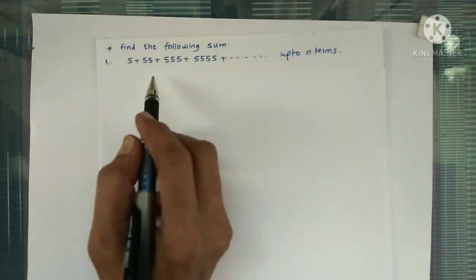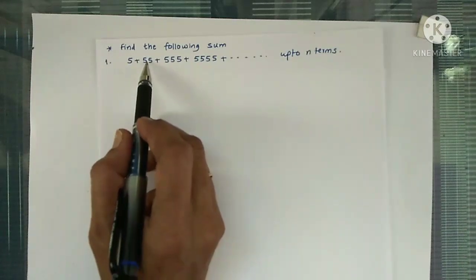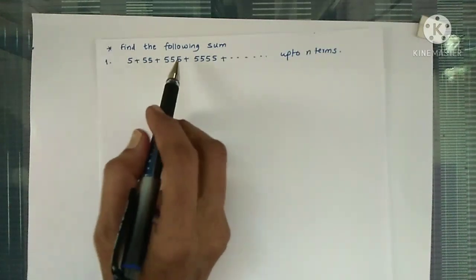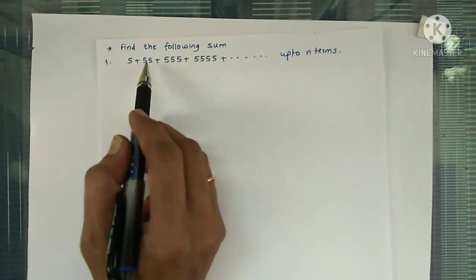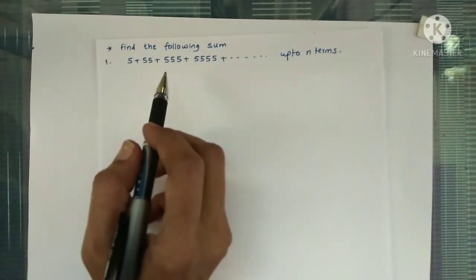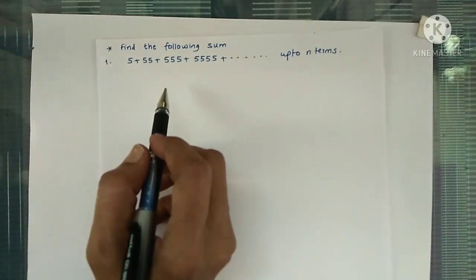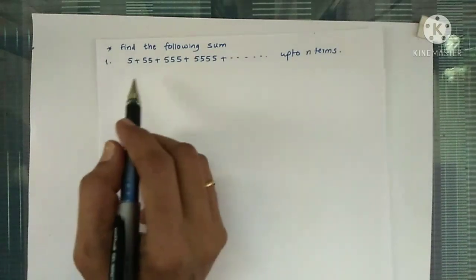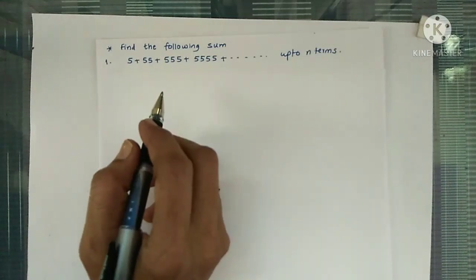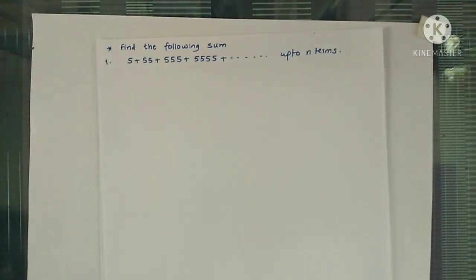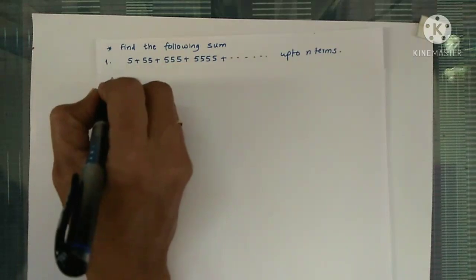Now let's find out whether it is a geometric progression or not. If we divide the second term by the first one, we get 11. And dividing the third term by the second term, we get 555 upon 55, which is 111 upon 11. It is not 11. So these two are not equal. So it is not a geometric progression. Now it is neither an arithmetic progression nor a geometric progression. So let's convert it into a geometric progression.